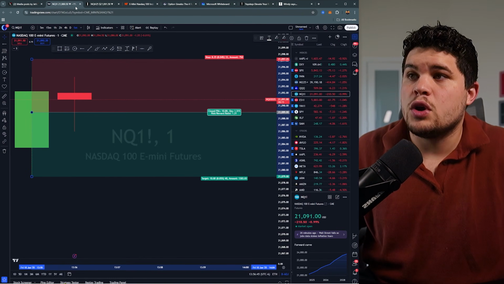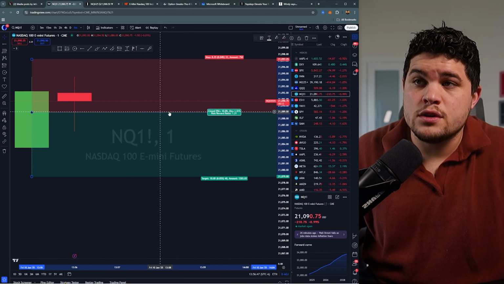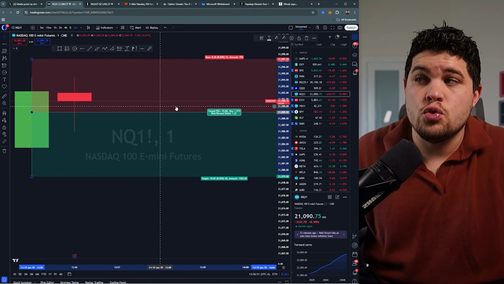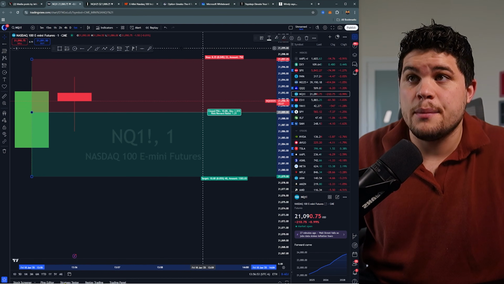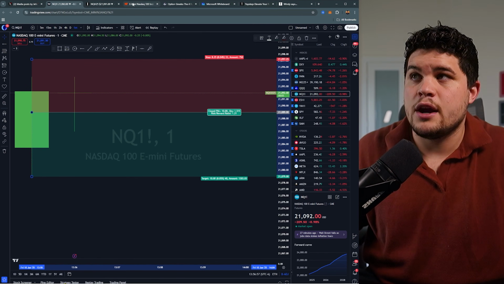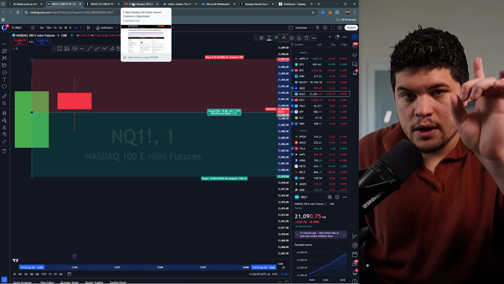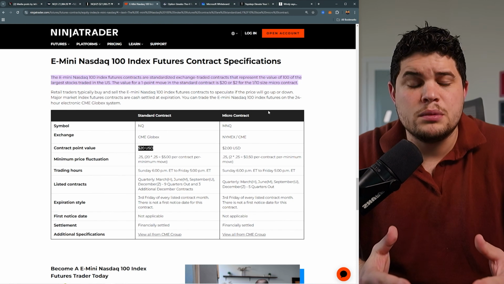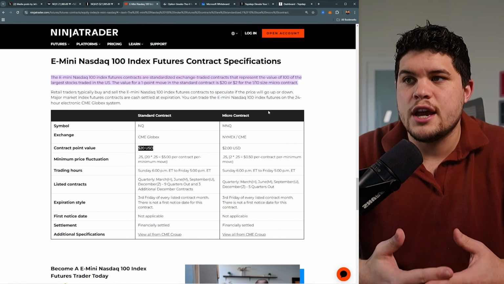So if we got the drop from 21,089 down to 21,079, you'd be $200 in profit, or if you went to the upside, it'd be $200 in the negative. Okay, that's what's happening there. That is per one NQ contract. Now, the other side of this, for people like, well, I want to trade with less money, I want to get my feet wet, understand this.